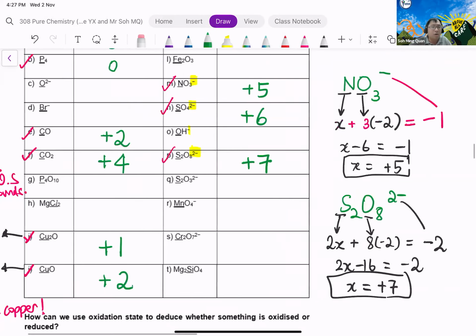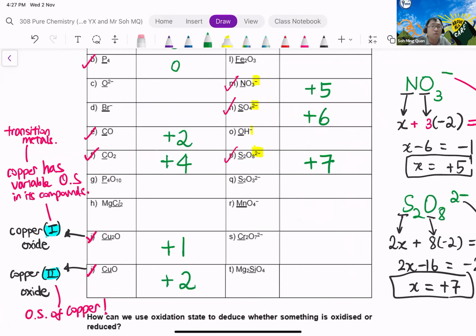Now, so what's all this hype about? Why do we even need to learn how to calculate oxidation states of particular elements inside a compound?